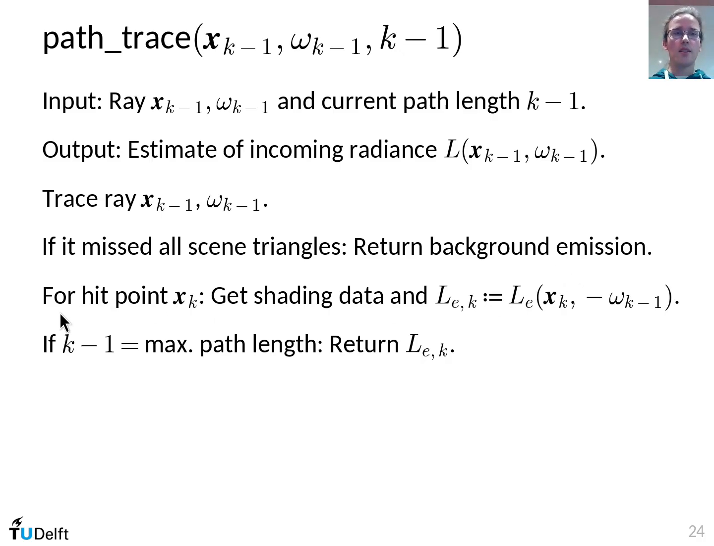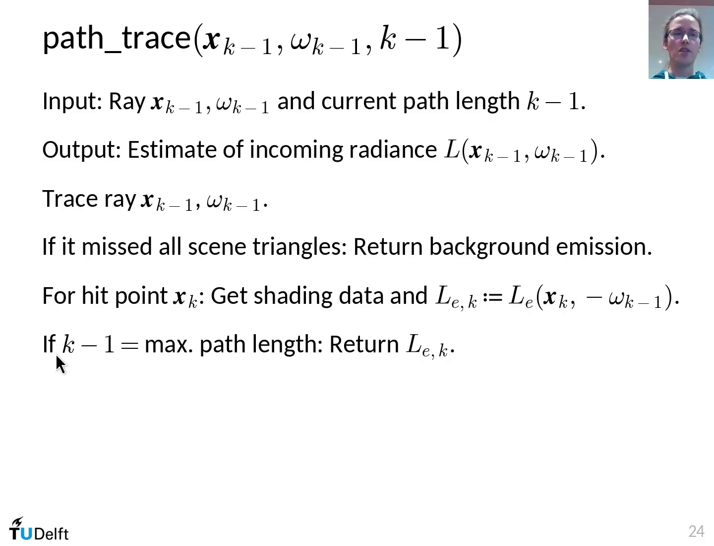And then the other case, of course, is that our ray has hit a surface point in our scene. We call this point x_k because it's the next vertex of our path. And then we have to compute shading data for this point. Remember, at the beginning of this lecture, I explained how to do this, and then we know normal, texture coordinates, BRDF parameters, and we know the emission from this point into direction minus omega_{k-1}. Most of the time this is 0, but the point may be on a light source, and then it's not 0.